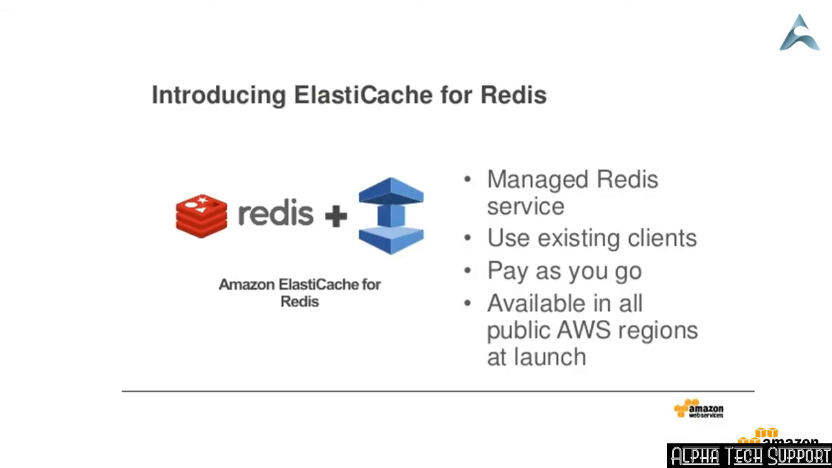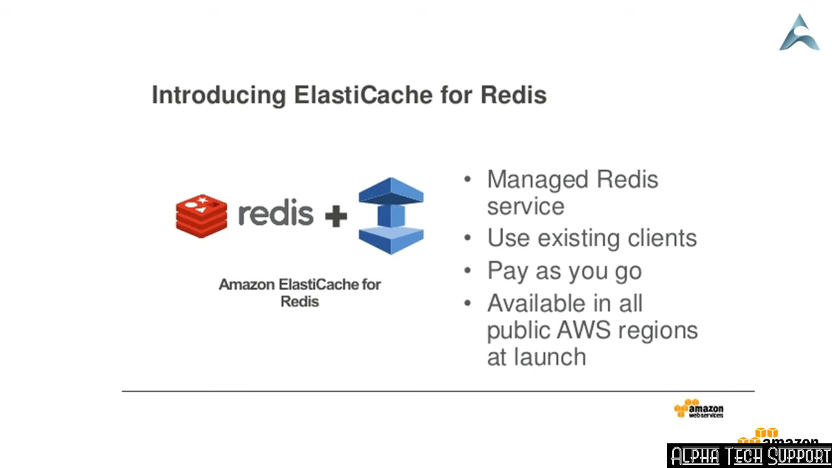Now we can use Elastic Cache for Redis. So let us explore what is Redis. Redis is an option for Elastic Cache. It is a managed service, uses existing clients, and pay as you go is available here. It is available in all public AWS regions at launch.